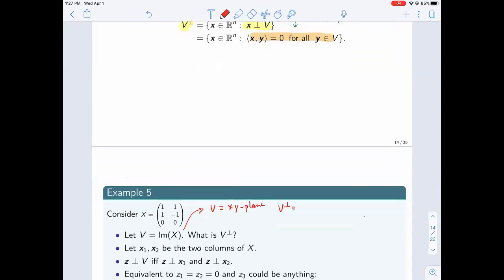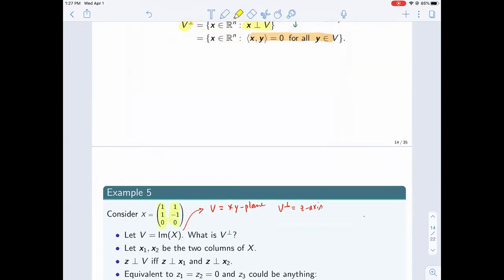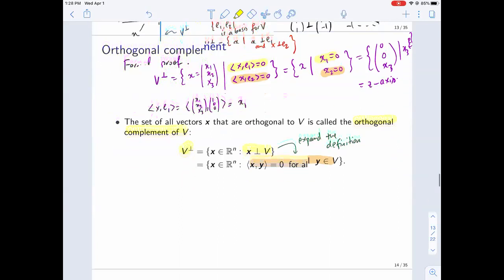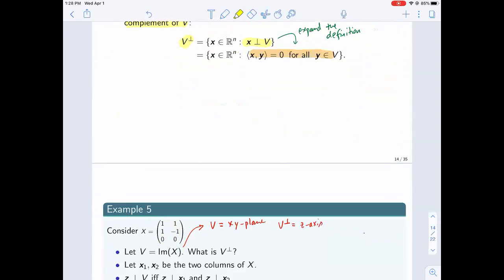The z-axis. Yes, we just computed it, so it doesn't matter how we started. Whether we start from these two vectors or other vectors in the xy plane, the image is the xy plane. And once we have the xy plane, the orthogonal complement is determined by that subspace. It's not determined by the basis for that subspace. This is one basis for the subspace. This is another basis for the subspace. It doesn't matter which basis you use, the subspace is the same. And so the orthogonal complement is determined just by the subspace itself, not by which basis you use.